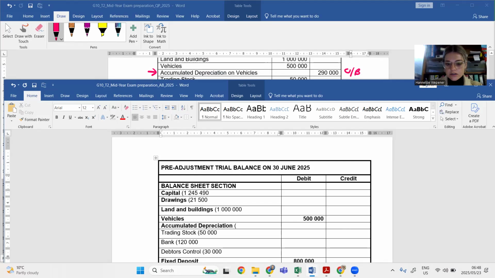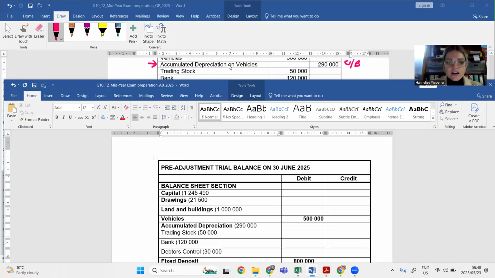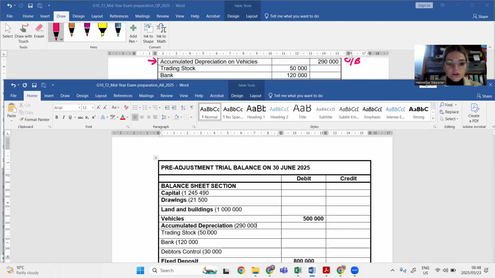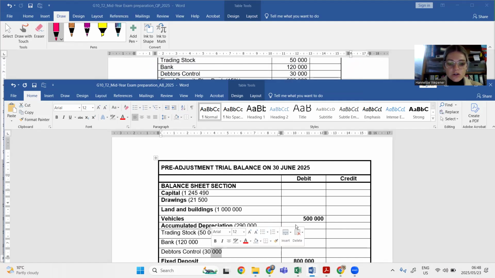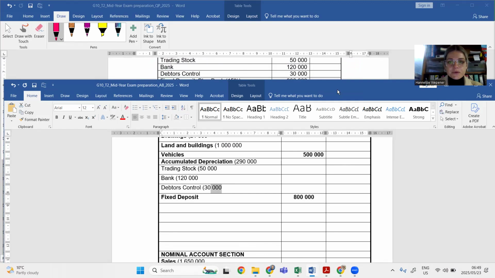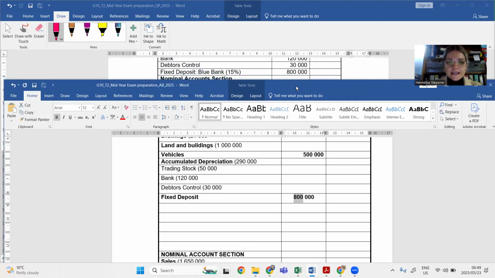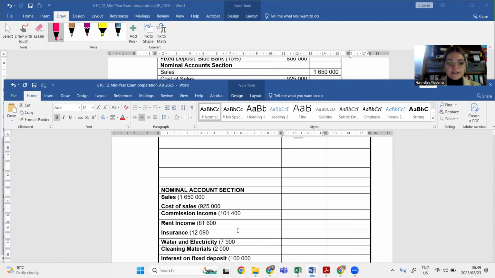Accumulated depreciation is starting on 290. Trading stock, they were nice. They already told me that it started on 50,000. Bank on 120,000. Debtors control on 30,000. Moving on. Fixed deposit, final balance is 800,000. Then I have some open spaces, so I'm probably going to have to add some accounts.